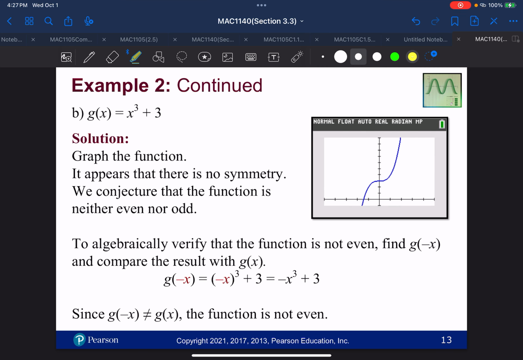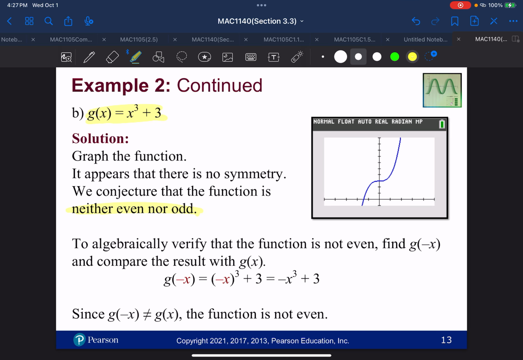Next example is g of x is equal to x cubed plus 3. So if we look at the graph to the right, I don't see any symmetry. So there's no symmetry with respect to the y-axis or the origin. So this function is neither even nor odd.